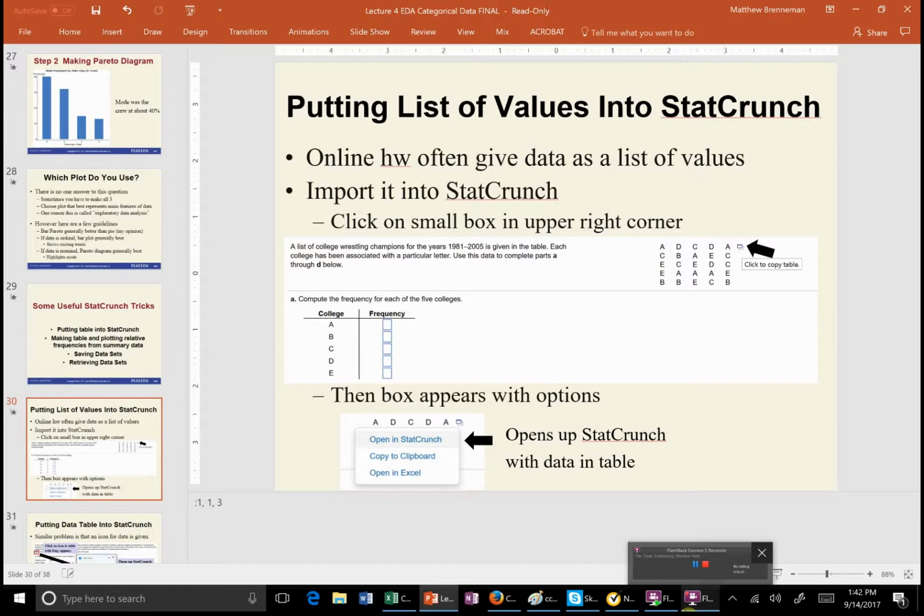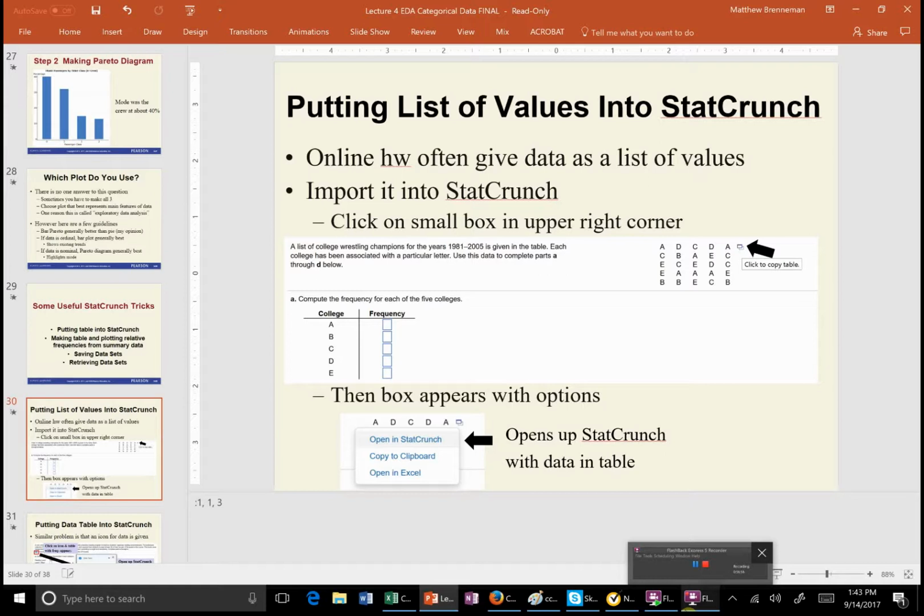And you're going to have to put it into StatCrunch. So you're going to see this little icon up here, and you're going to click on that. That's going to copy it to a table. Then you can put it in StatCrunch. It'll be a nice column, okay? After you click here, there's a little dialog box that's going to open. It's going to say, how do you want to open this? Do you want to open it in Excel, copy it to a clipboard, or open in StatCrunch? And we're always going to go to StatCrunch.